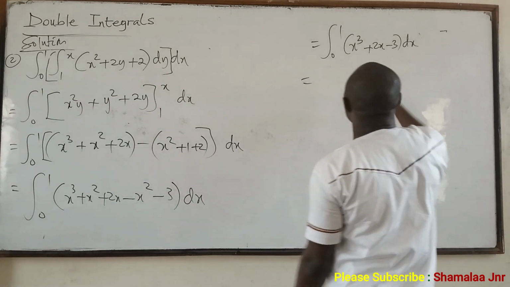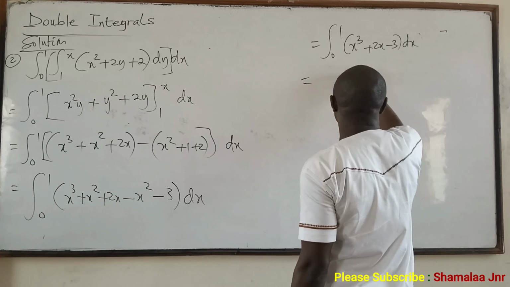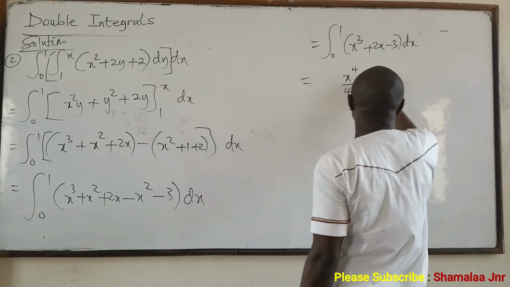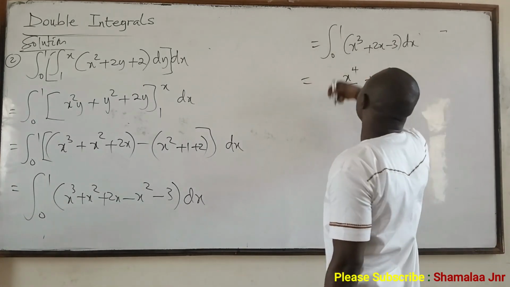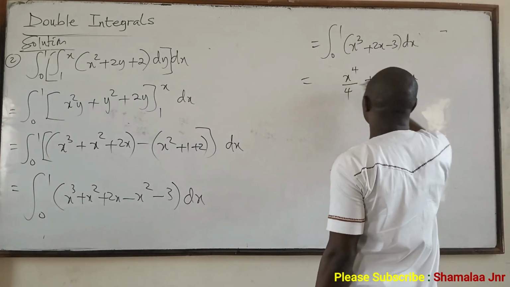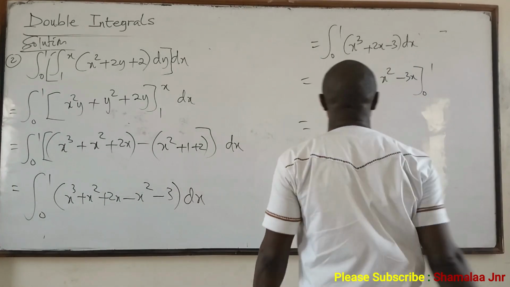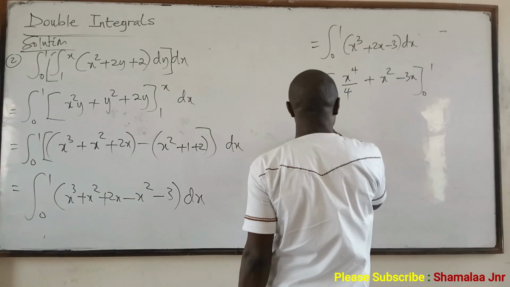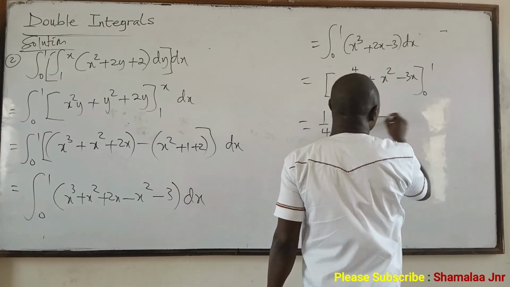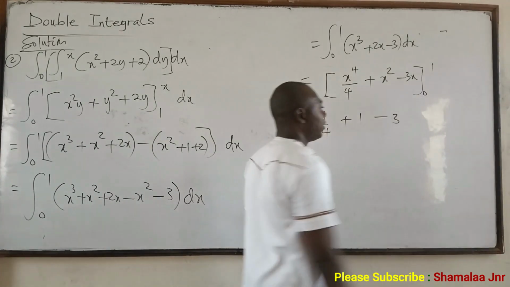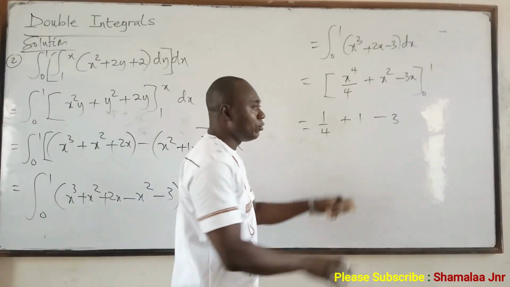So I'm going to integrate this one with respect to x. If you integrate this one, x to the power 4 over 4 plus x squared over 2, the 2 cancels this 2, minus 3x. And then you put in the limits of integration 0 to 1. So when you put in 1, you're going to get 1 over 4, plus when you put in 1 here, you're going to get 1. When you put in 1, you're going to get 3. Minus when you put in 0, you're going to get 0. So there's no need for you to work that one.